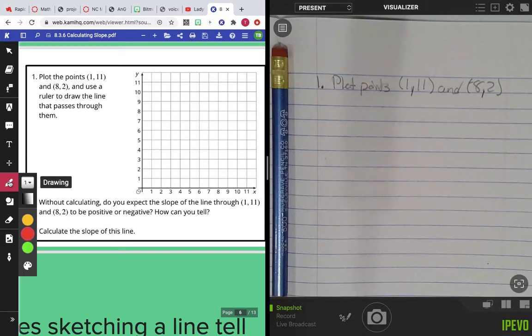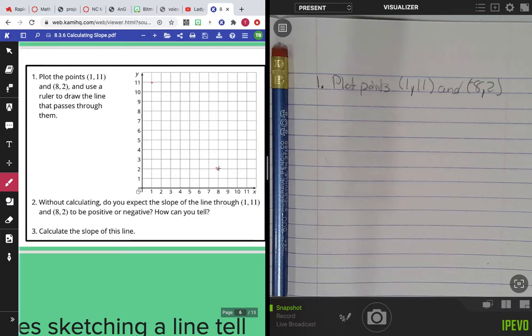So let's do exactly that. Let's plot these 2 points. Let me use pink. So here's (1, 11), and here's (8, 2), right about there.